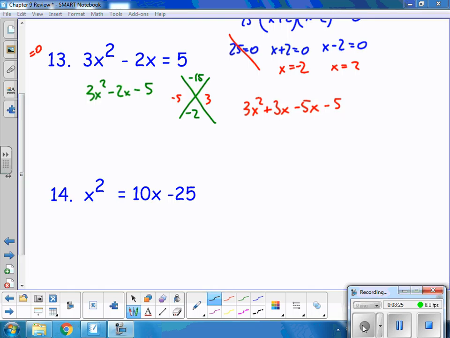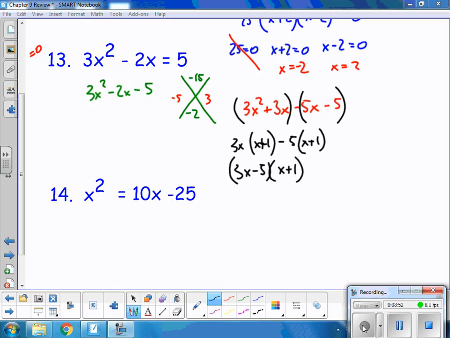All right, this is where I ended up. I ended up with 3x squared plus 3x minus 5x minus 5. I'm going to do some grouping here. I can factor out 3x, and I get x plus 1. And I can factor out a 5 over here, and I get an x plus 1. So I end up with 3x minus 5 and x plus 1. If I zero those out, I can see that my answers are going to be x equals -1 and, adding 5 to both sides and dividing by 3, x equals 5/3.